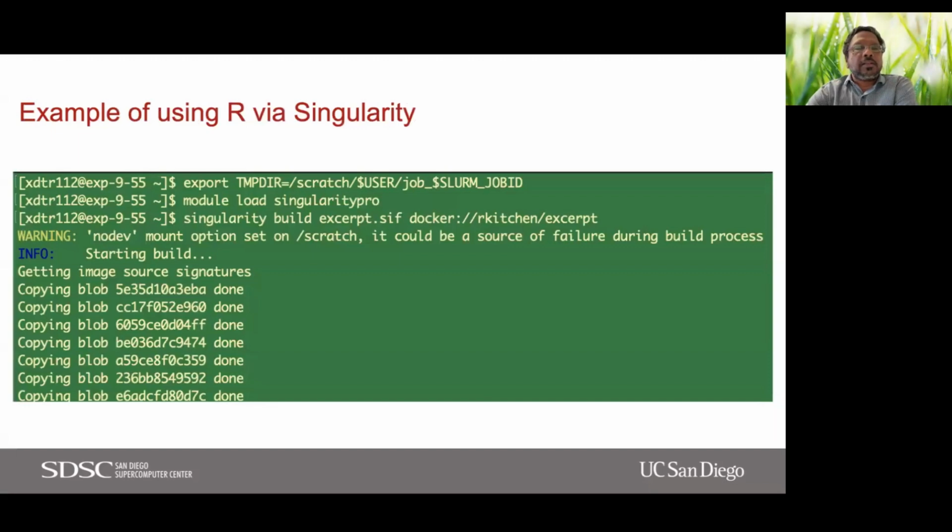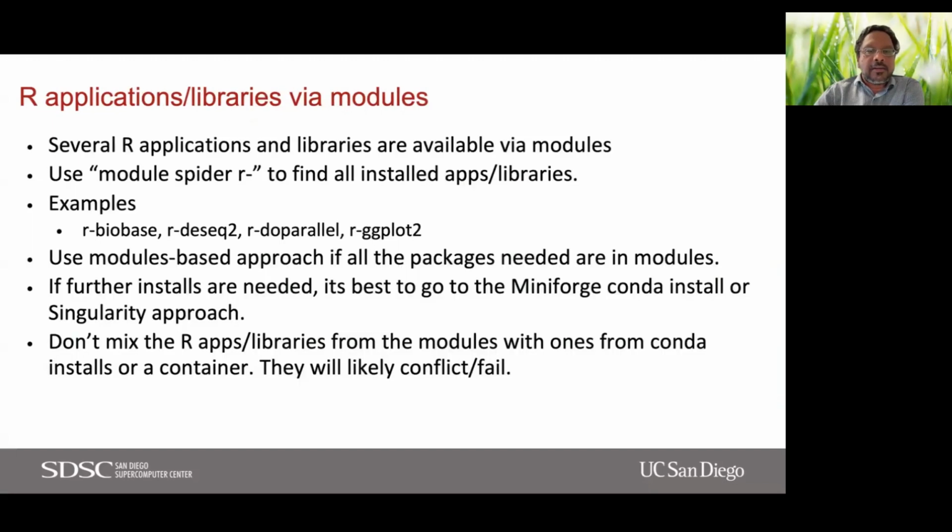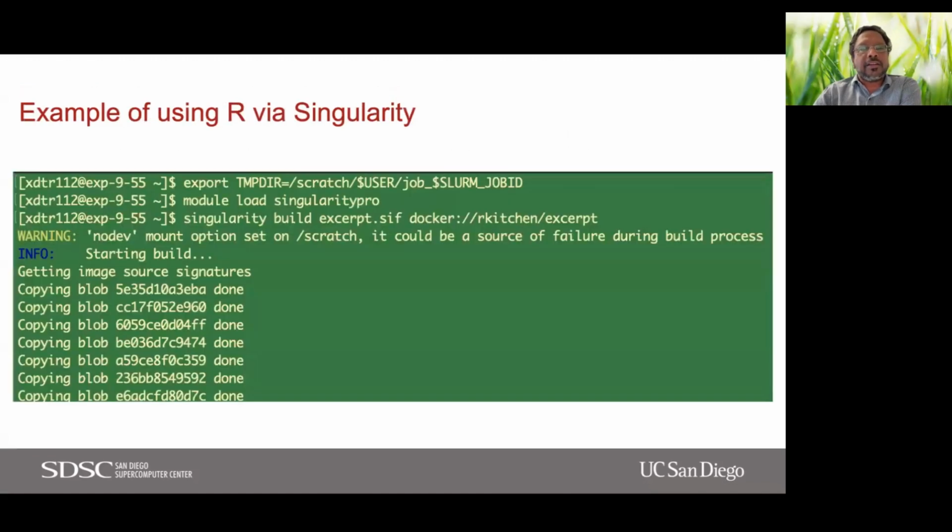So here's an example of R. So that's one way of doing things. The other is we can actually do a Singularity approach. So here is an example of R that I'm running through Singularity. So this is actually a question that had come in from a particular user. So this is a real example. So they were looking for an R package called excerpt, and it turns out that there was a Docker image for it that already existed.